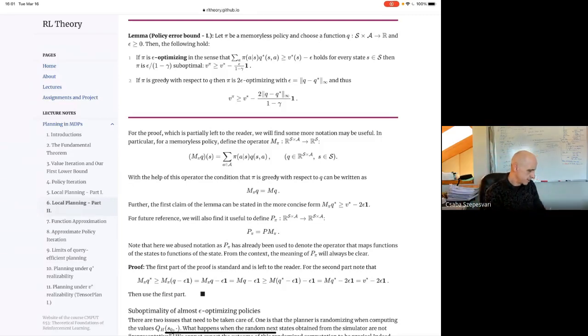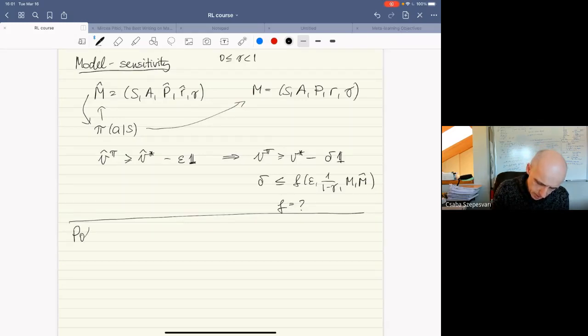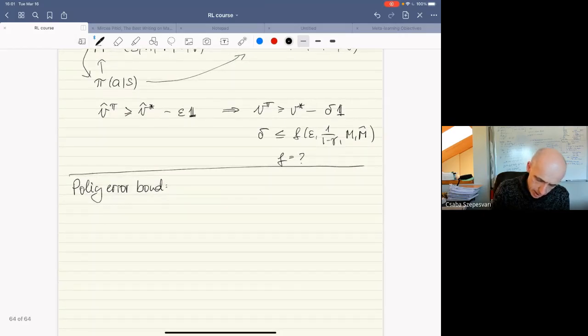I just want to look into my notes so I don't get lost. The policy error bound says if M pi Q star is greater than or equal to V star minus epsilon times the all-ones function, then the policy is at most epsilon over 1 minus gamma suboptimal. So that was part one.